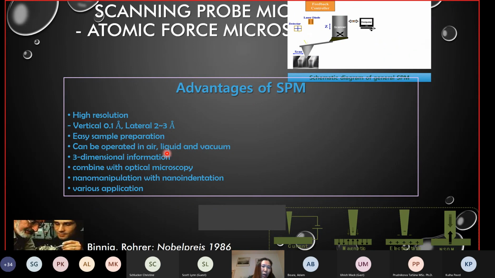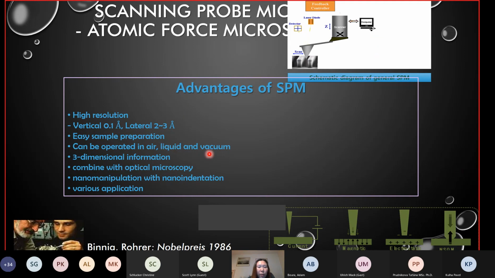And as we are interested in biomolecules, cells, or bacteria, AFM can be operated in physiological conditions. It also has quite a few applications. We can also measure current, magnetic force, or electrostatic force and so on. So AFM is now a very common technique in nanotechnology.